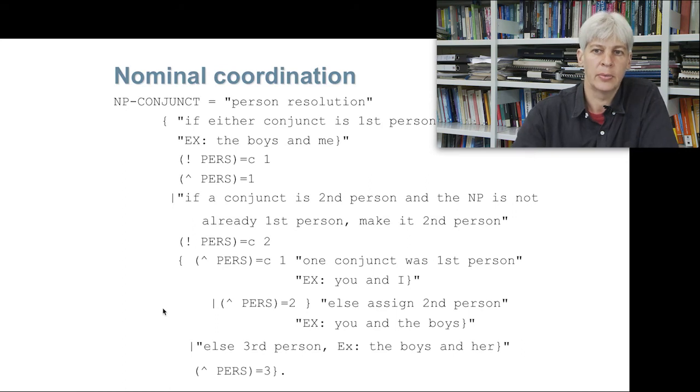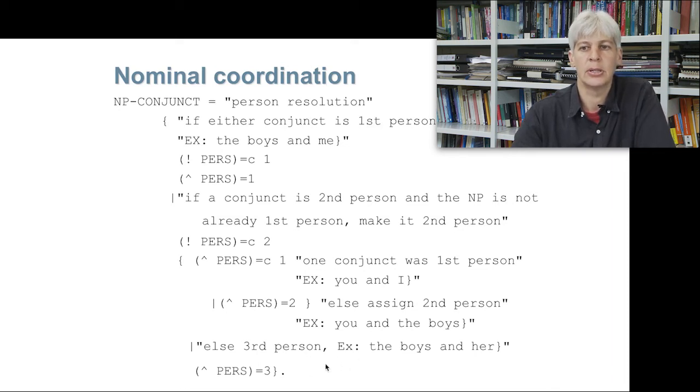I'm not going to go through whether this is true or not for English, but this seems to be what you need to do for subject-verb agreement. Else, the elsewhere case is third person, so the boys and her. Otherwise, you assign third person. Okay? So you're making sure that the entire NP has person information. What you're doing is that each of the individual conjuncts has their own person information, but the NP as a whole needs to have person information in order to do subject-verb agreement properly.